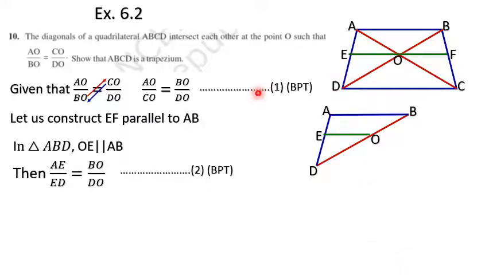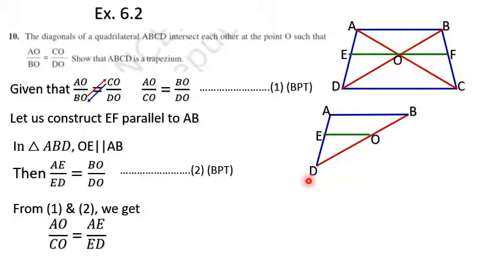Now you look at equation 1 and equation 2. The RHS is the same, BO by DO. So let us equate the LHS. So what we will get? AO by CO is equal to AE by ED. So this is possible only if this line OE is parallel to CD.